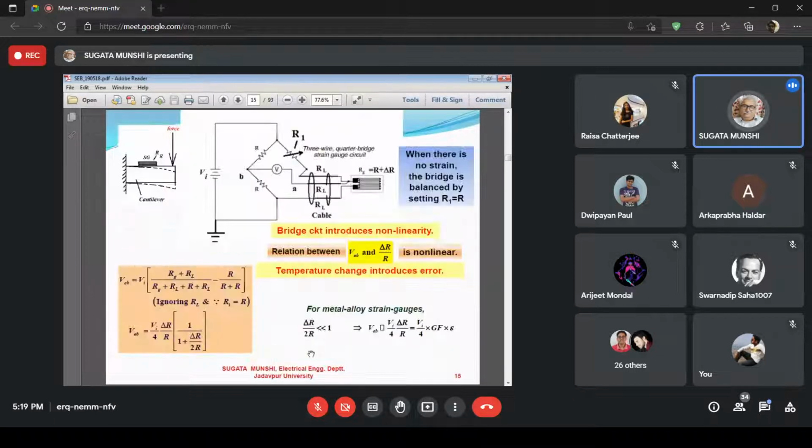Now with this background, I will just move on to the bridge circuits. I don't know to what extent these bridge circuits, in what details they have been covered, but I'll just state that briefly. The simplest possible arrangement is that there is a single strain gauge.